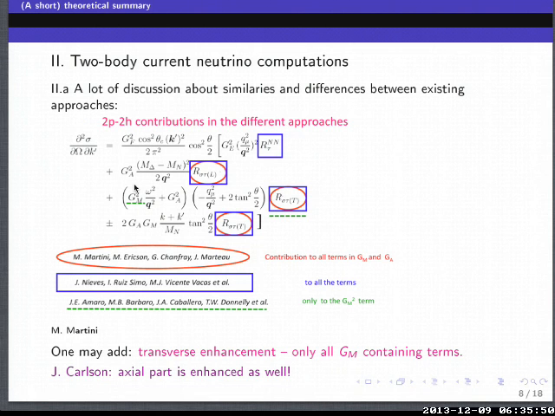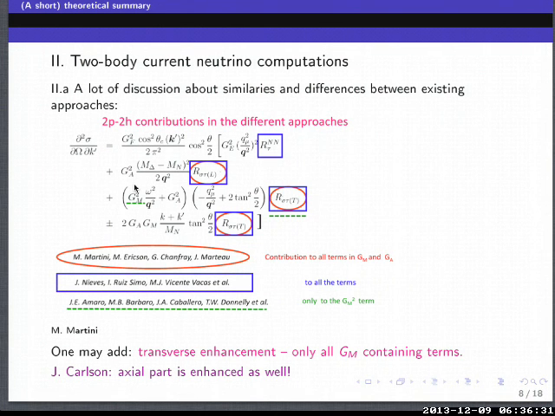There's also a contribution to the axial-vector interference term. So they are different. There are different predictions, in particular some differences in predictions for the effect for neutrinos and antineutrinos. And one point was discussed many times, namely whether there is an enhancement both for the magnetic square and the axial term or not.